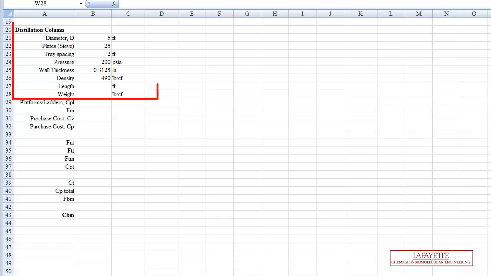The next unit operation that will be examined is a tray distillation column. The specifications are shown on the screen. The wall thickness was based upon the material of construction and found in literature. The density was also obtained in literature. Finally, the length was calculated by multiplying the number of plates by the tray spacing.